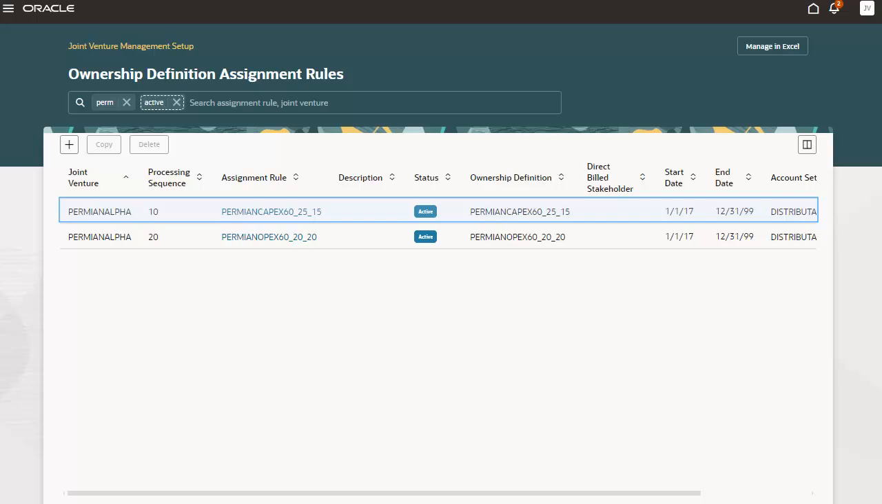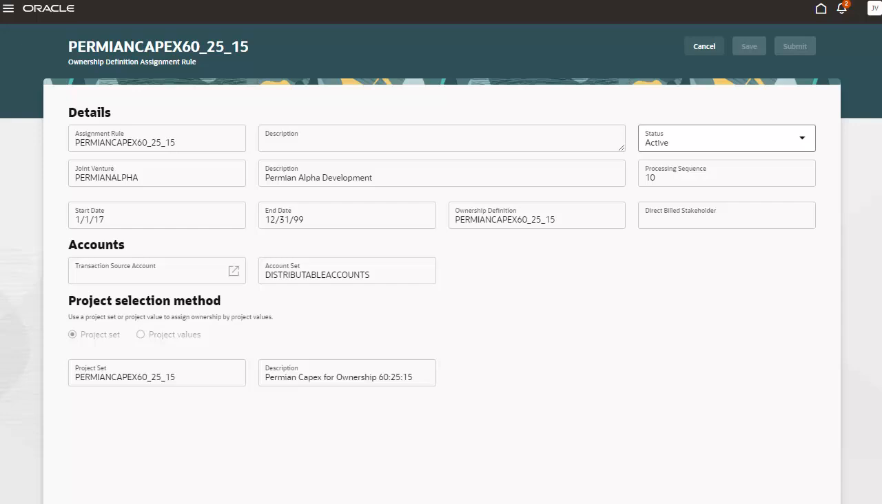Let's look at the assignment rule for capital expenses. The assignment rule is for the joint venture Permian Alpha. The ownership definition to be used is Permian CAPEX 60-25-15. The project selection method is project set and the project set to be used is Permian CAPEX 60-25-15. You also have the ability to enter the project attributes individually if you want to by selecting the project selection method as project values.